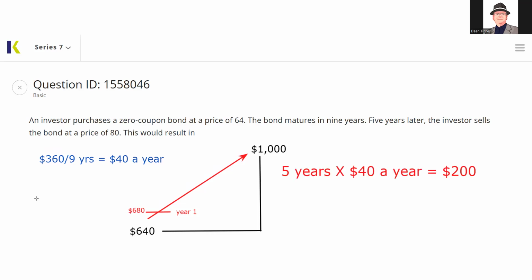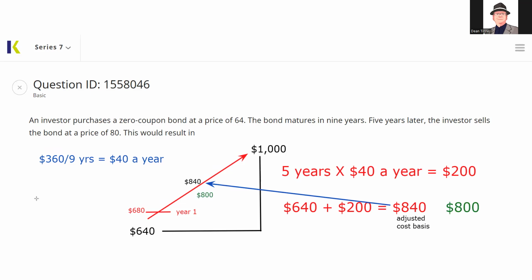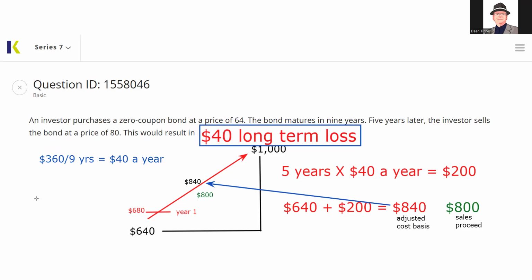All right, so now we've had it for 5 years, and we should have been accreting $40 a year. That means we should have adjusted our cost base at this point by $200. So our adjusted cost base now is 840. And then the question says we sell it for 800, right? So that is how we now have a $40 long-term loss. To answer the question, the reason it's a loss is because our adjusted cost base is 840, our sales proceeds were 800, and so this is a $40 long-term capital loss.